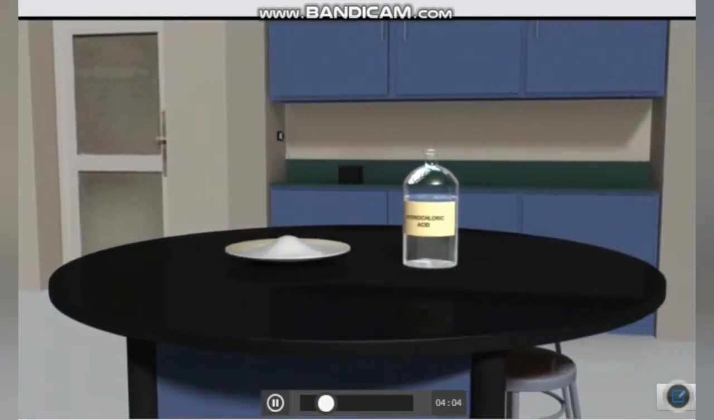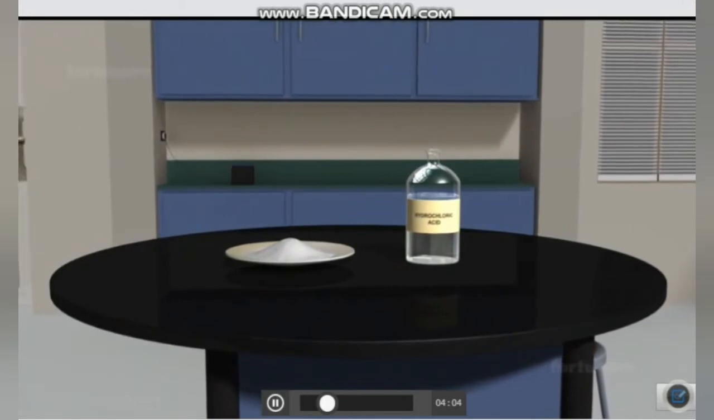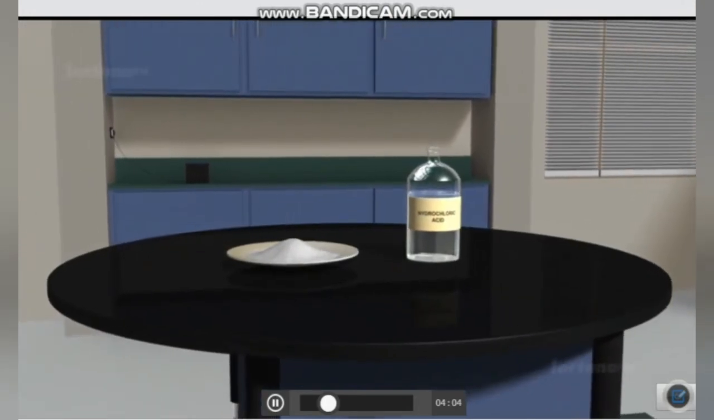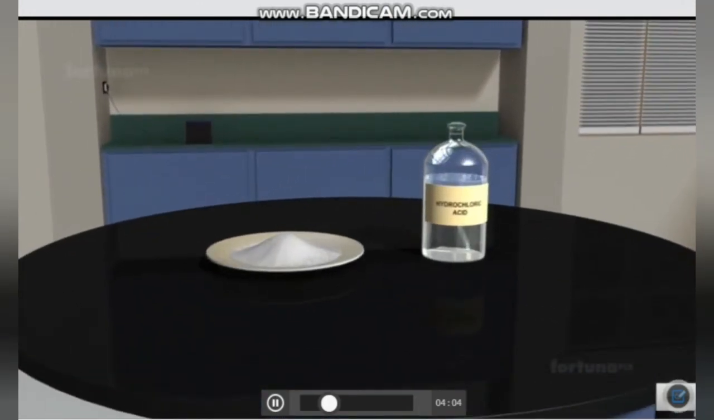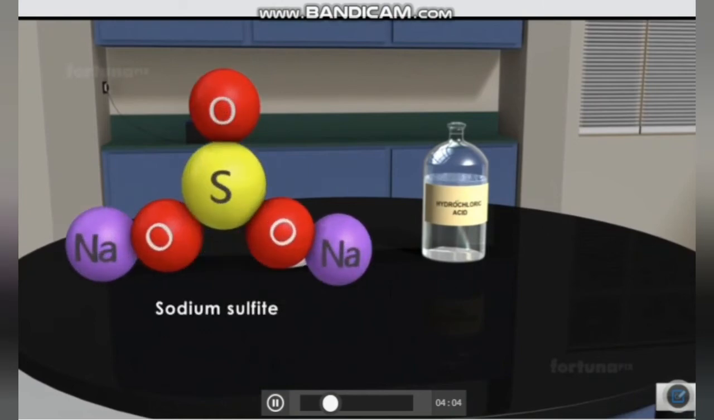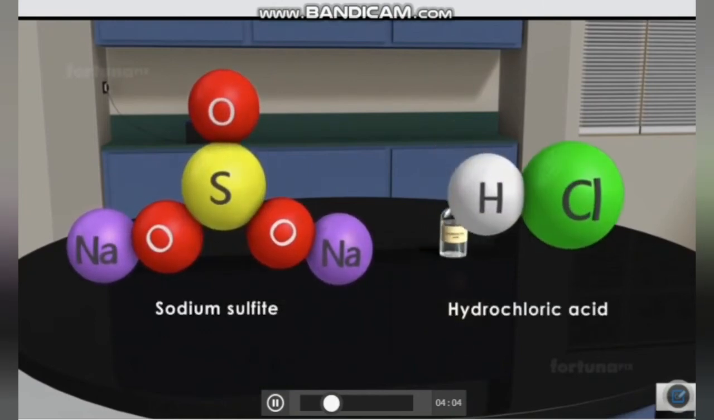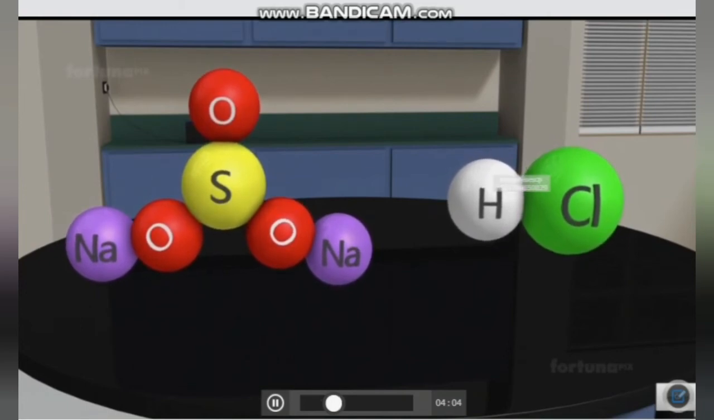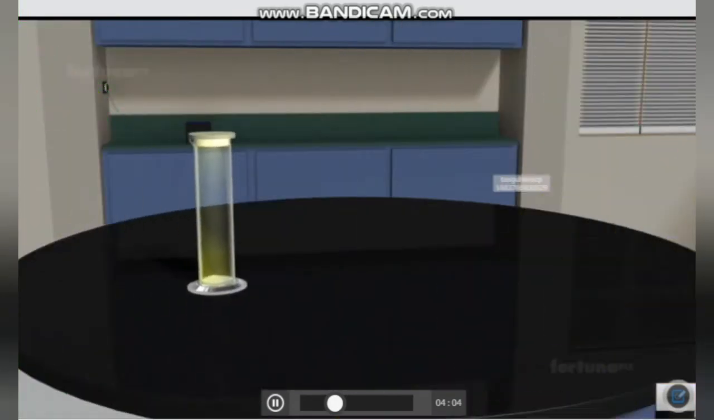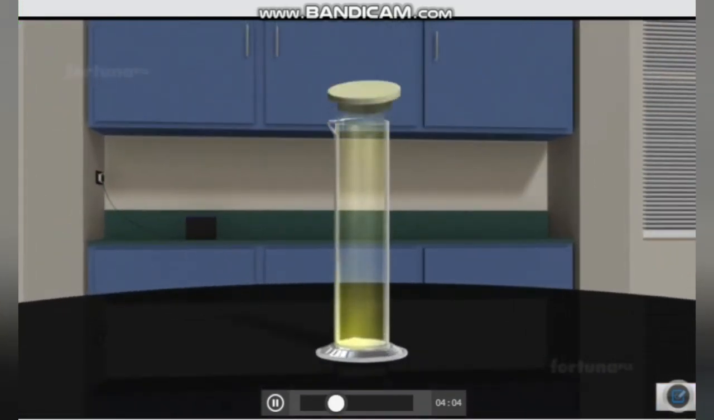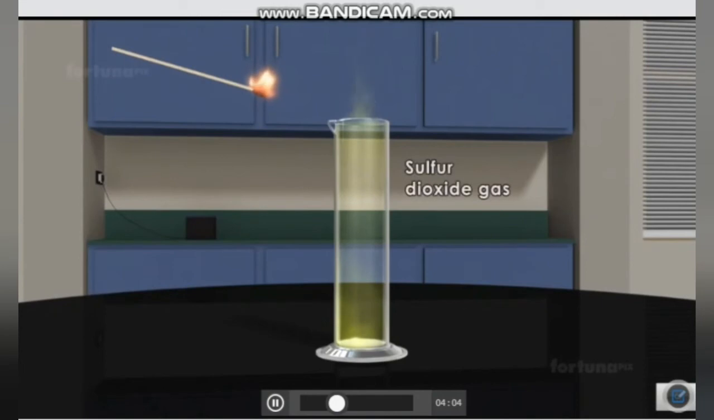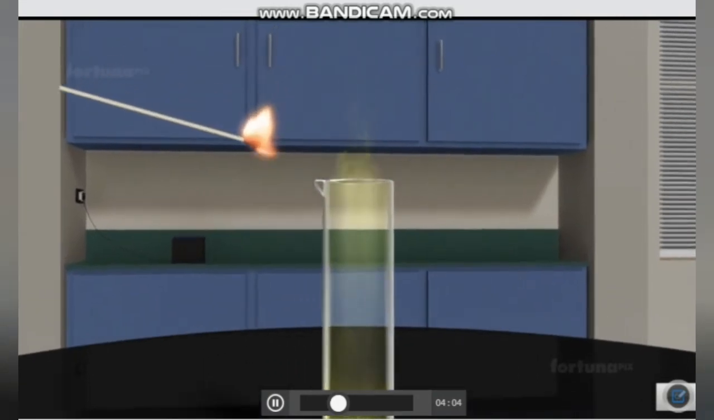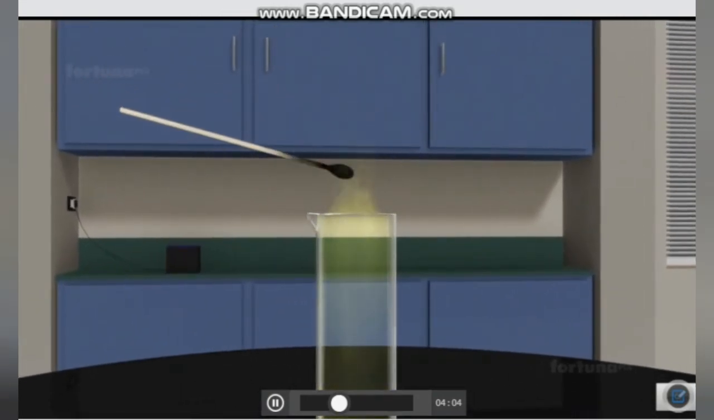Let's conduct a simple experiment that will allow us to see some chemical properties of sulfur dioxide. For the purpose of our experiment, we will use sodium sulfite and hydrochloric acid, because they are both common chemicals that would be encountered in an industrial setting. First, we will place a burning match near the mouth of a jar filled with sulfur dioxide gas. The matchstick will be extinguished quickly, showing us that sulfur dioxide is non-combustible.